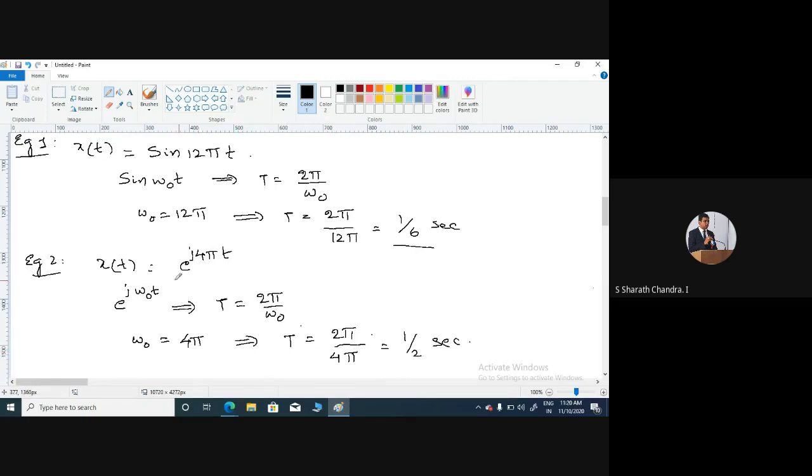Therefore, I can now say that e power j4 pi t is periodic with a fundamental period of T equal to 1 by 2 seconds. Here clearly your capital T is a ratio of two integers, that is 1 and 2.